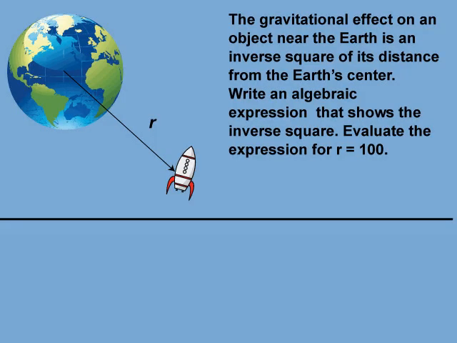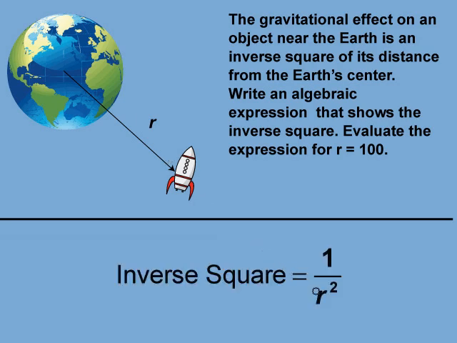The gravitational effect on an object near the Earth is an inverse square of its distance from the Earth's center. Write an algebraic expression that shows the inverse square. Evaluate the expression for r equals 100. The diagram shows the distance r from Earth's center to the rocket is the variable. The inverse square of this term is written this way: 1 over r squared.